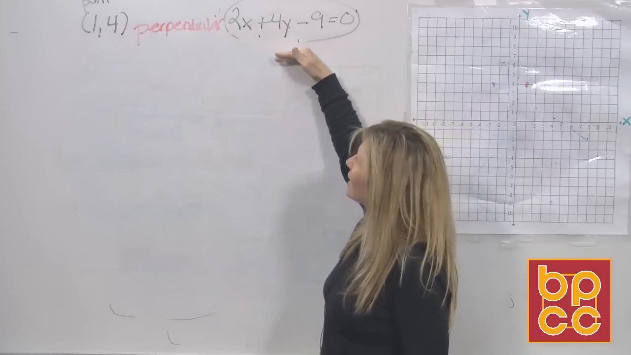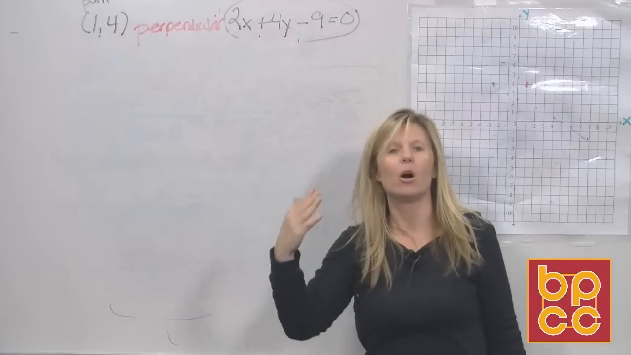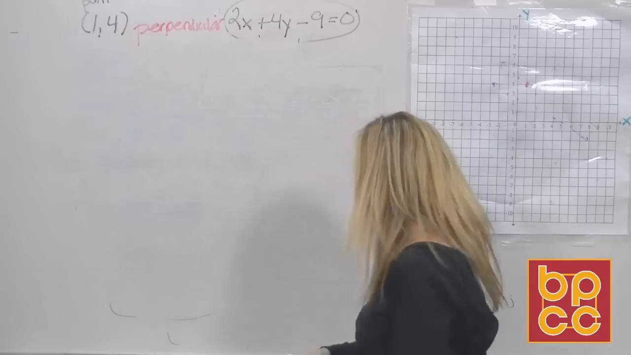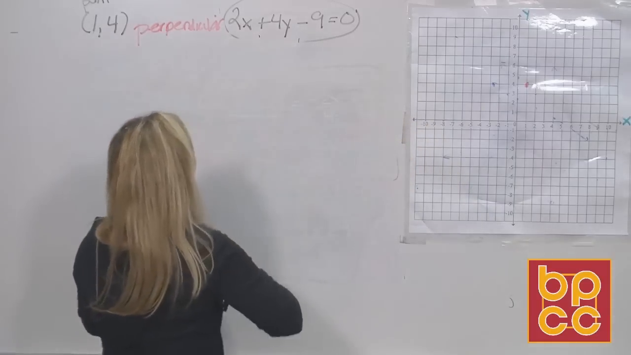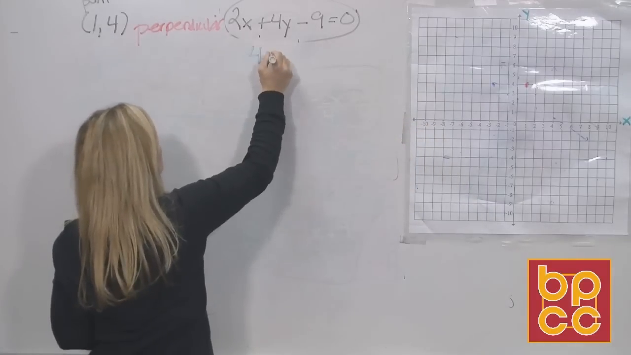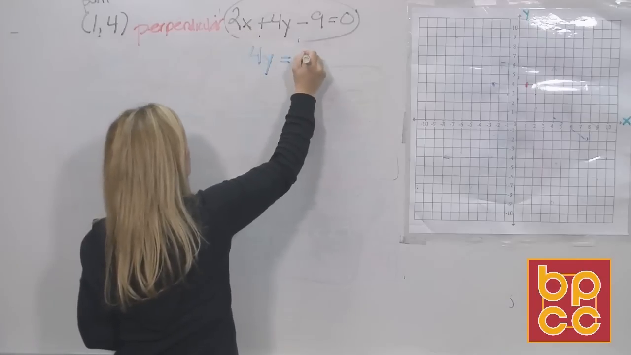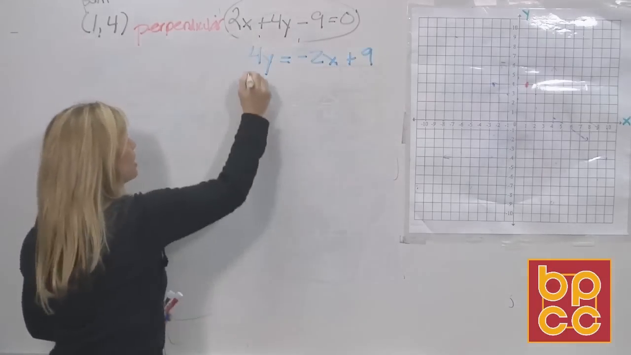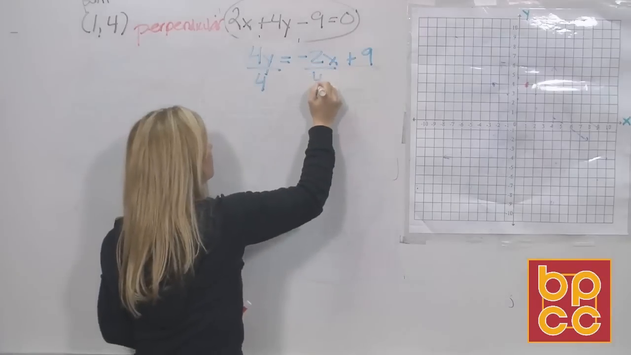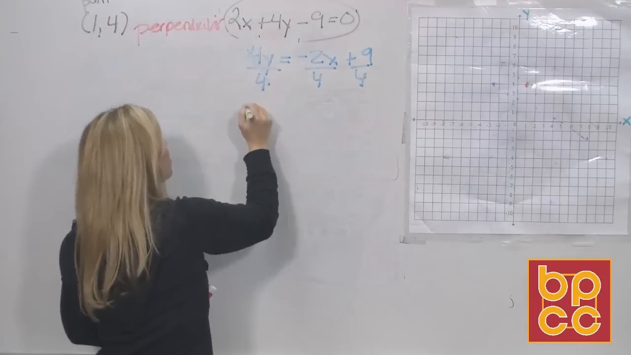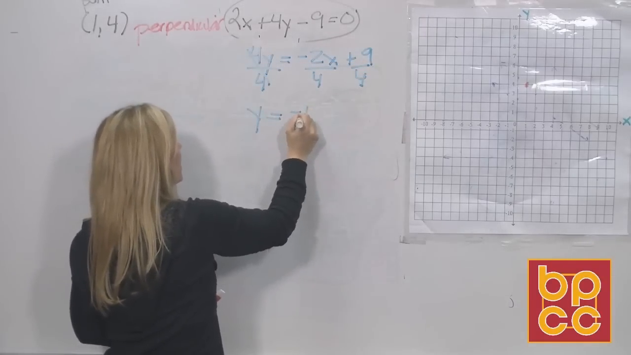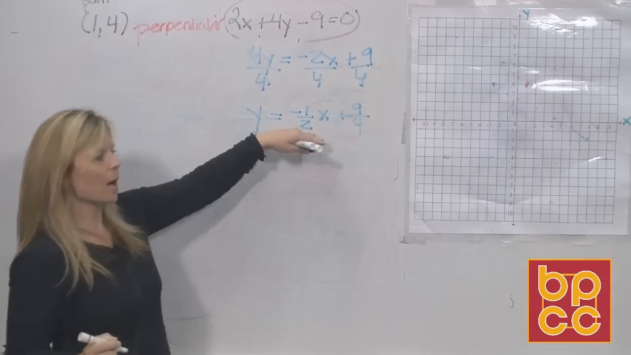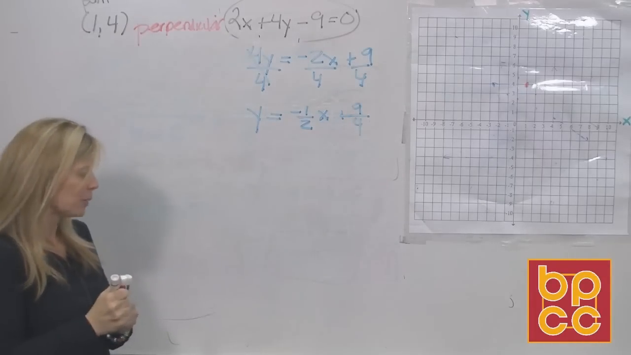So to get this ready to graph, it has to be slope-intercept form. The y has to be isolated. So I'm going to do it again. I'm going to isolate y. I'm going to leave 4x where it is. I'm going to subtract 2x. I'm going to add 9. Then I'm going to divide all the terms by 4. And I'm going to get y equals 1/2 x plus 9/4. I want to see a picture of this, so I'm going to go plot it.